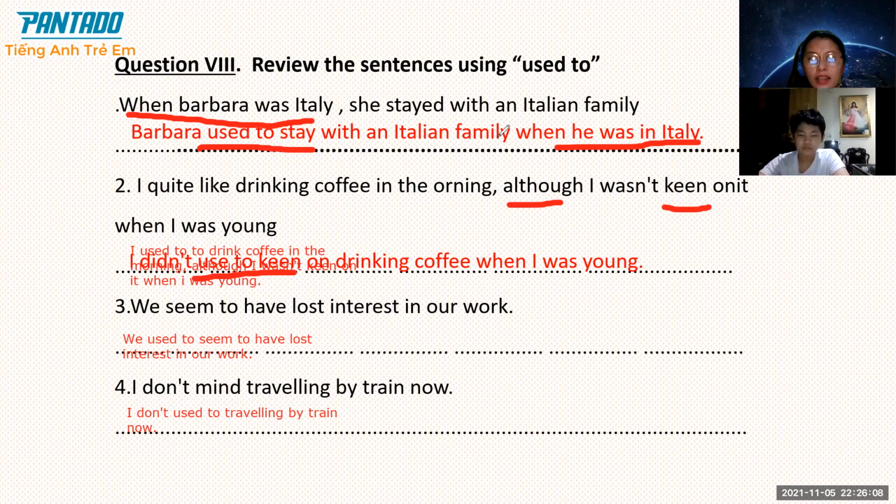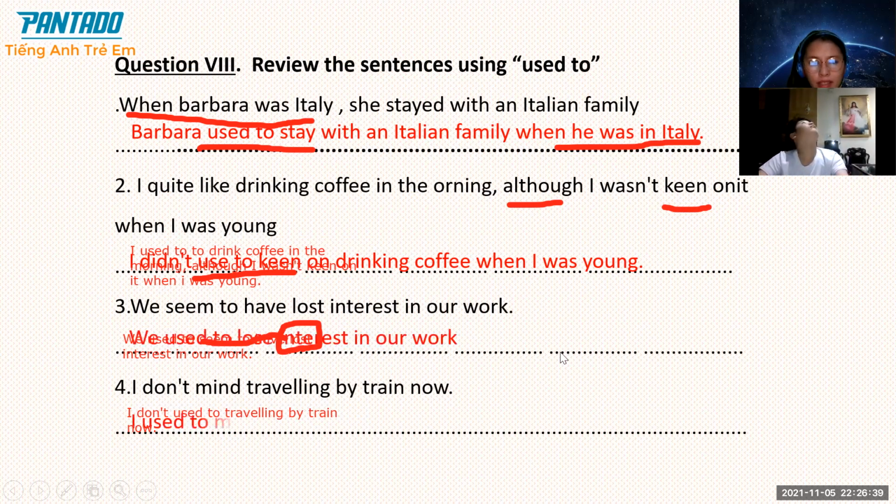Next one, number 3, we used to lose interest in our work. We used to lost interest in our work. So no seem to have. We just use lost as the verb, and then we just add used to and delete some of the phrases.